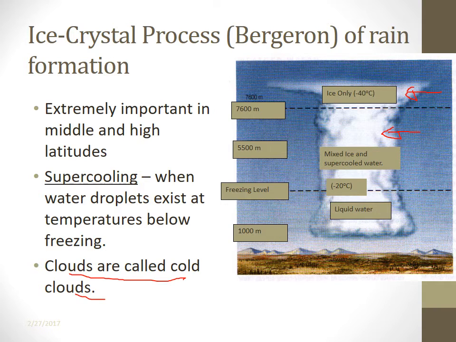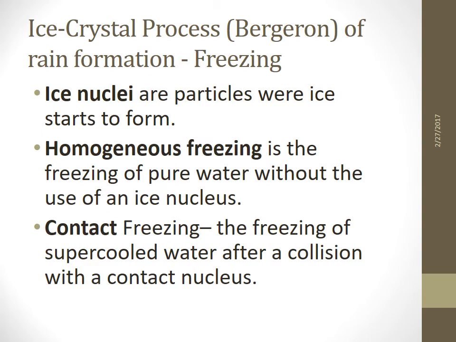Okay, so let's talk more about the freezing process. For ice to form, it's got to have an ice nucleus, just like for a water droplet or a cloud droplet to form, you've got to have condensation nuclei. There's got to be something for the ice to freeze on. So we call this the ice nuclei.